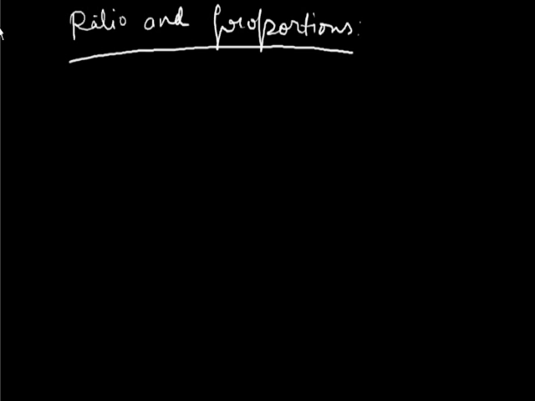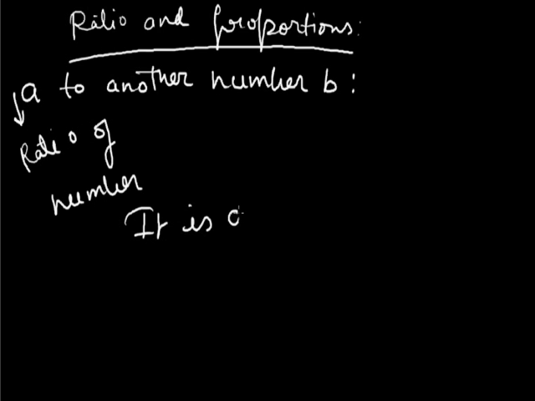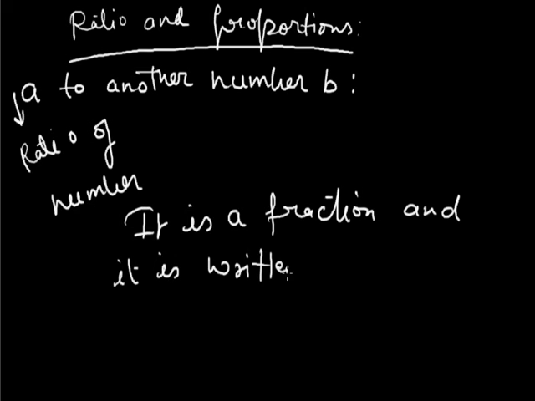The ratio of a number A to another number B is a fraction, and it is written as A is to B. This sign is used for ratio symbolization.